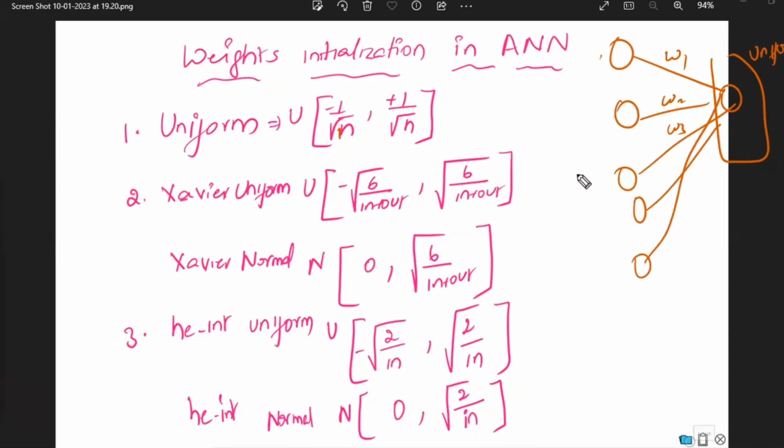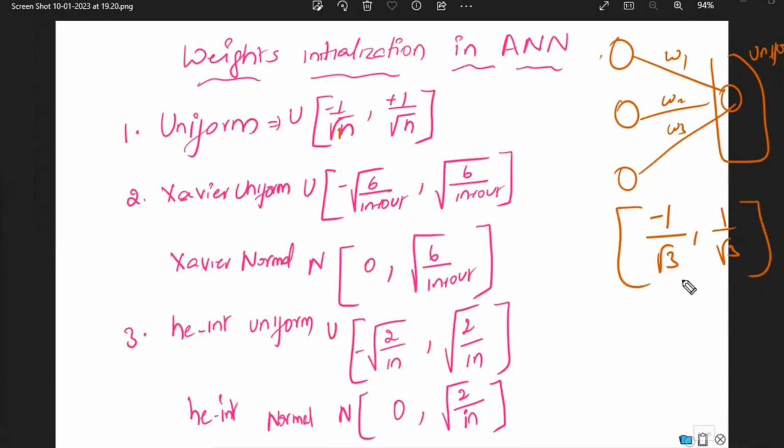So for example, I have 3 input neurons. So it is going to select between minus 1 by square root of 3 and plus 1 by square root of 3. First, you have to calculate this value. You are going to calculate this value as minus 0.004 to plus 0.004. Assume, I have not calculated, I am writing an example. This is not the exact answer. So whatever values you have got, between these you have to select 3 weights.